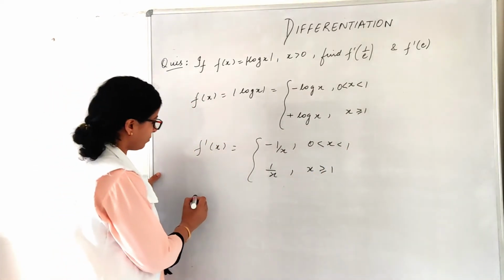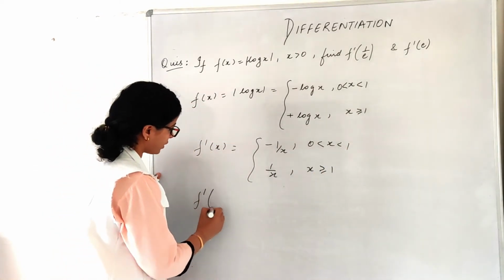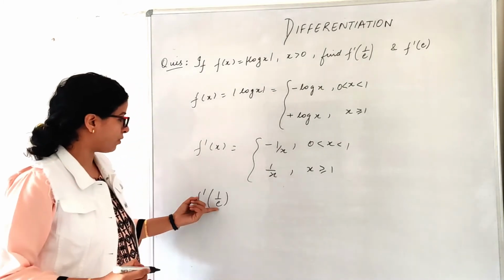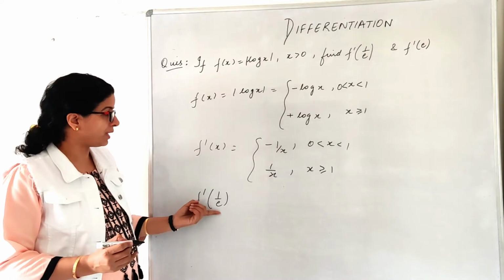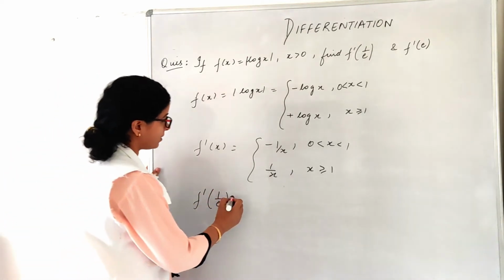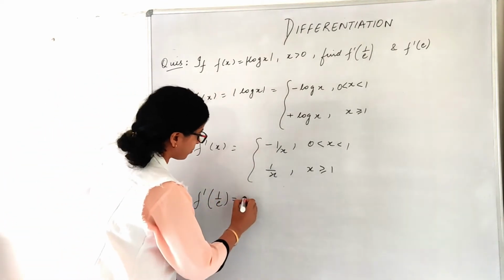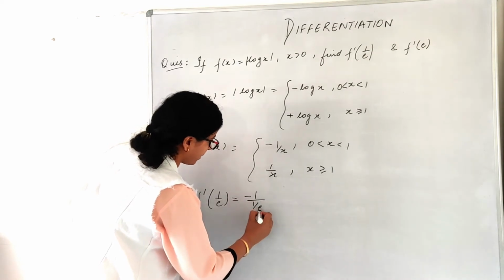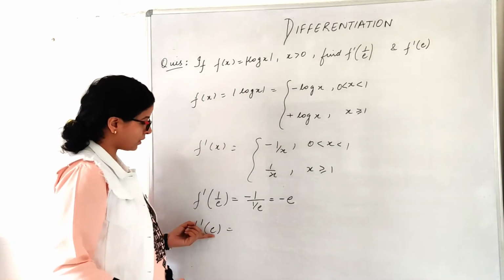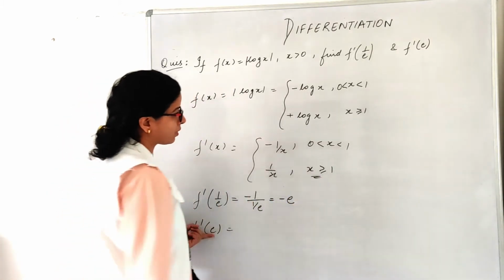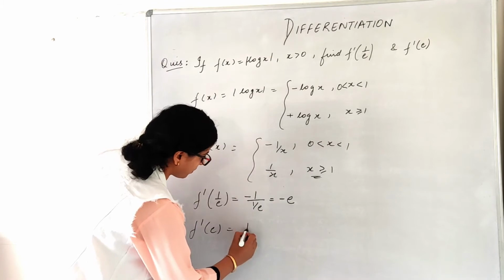Now if we want to find the value of f dash 1 by e, we know the value of e lies between 2 and 3, and 1 by e means it will be less than 1. So it means the value I will get from here: minus 1 upon 1 by e, which equals minus e. And if I want to find f dash e, since it lies between 2 and 3, so x is greater than or equal to 1, I will substitute here. So it will be equal to 1 by e.